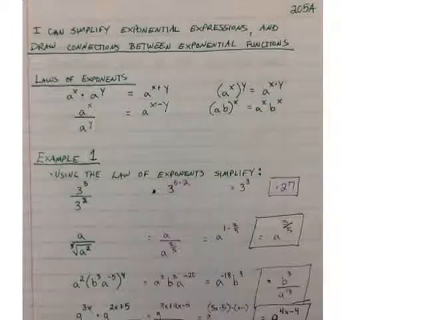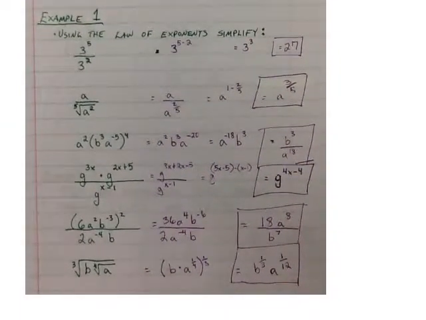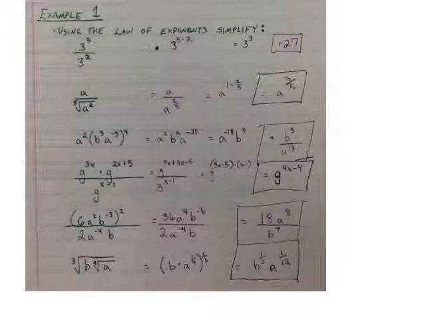So I've listed a few examples down below here with example 1 and worked through them, starting with a relatively easy one where we apply the division of exponents. So the 5 subtract 2 becomes 3 to the third, and we simplify it to the 27th.